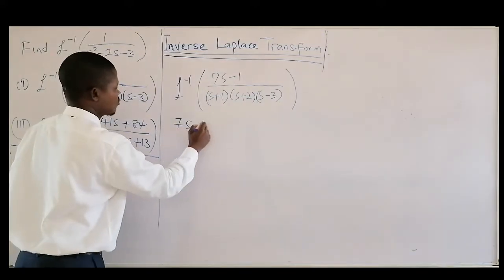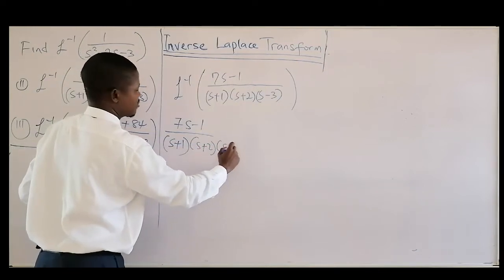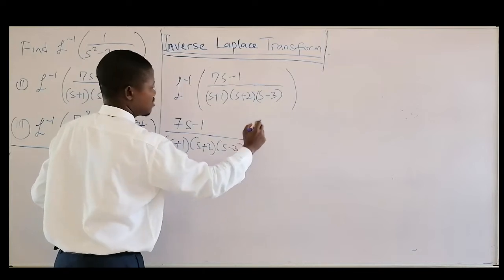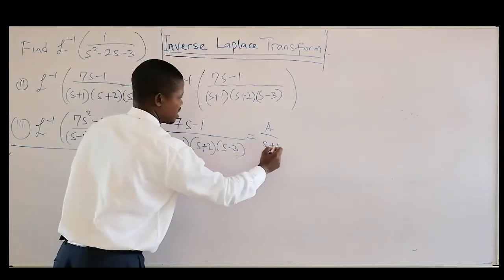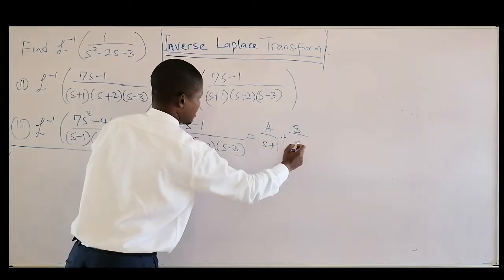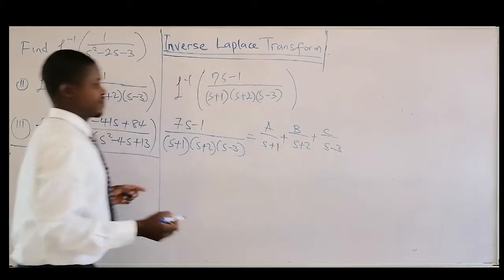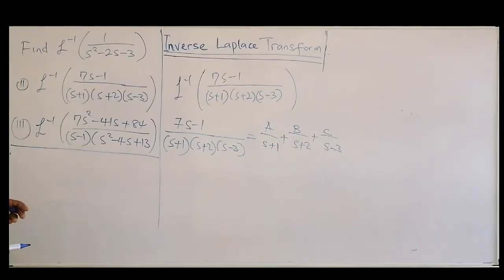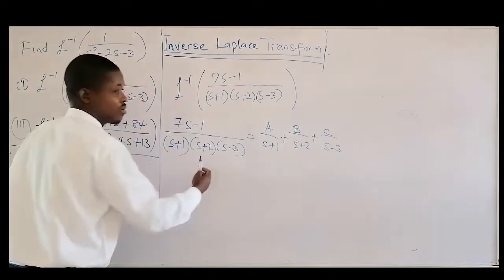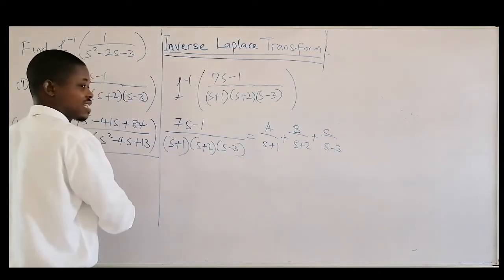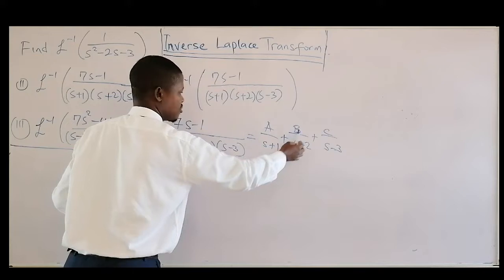And this will be 7x minus 1 over (x plus 1)(x plus 2)(x minus 3). And this will be equal to what? The decomposition will now become A over the first linear factor, x plus 1. The second will be what? B over x plus 2, and then C over x minus 3. So the next thing to do is to multiply through by these linear factors, which is the common factor. Multiply through left hand side and right hand side. And on the right hand side, that means you are multiplying through by each of those fractions.